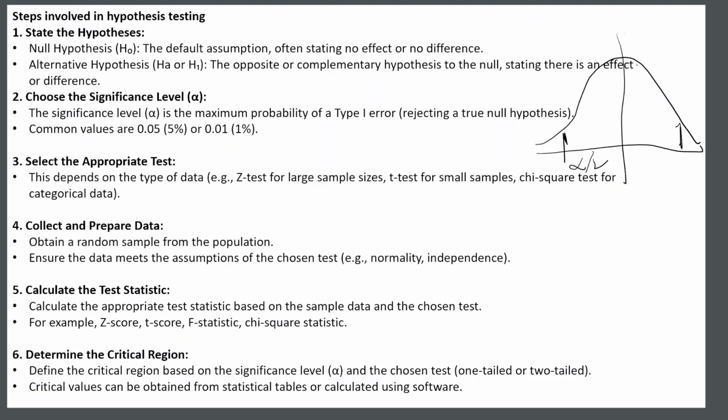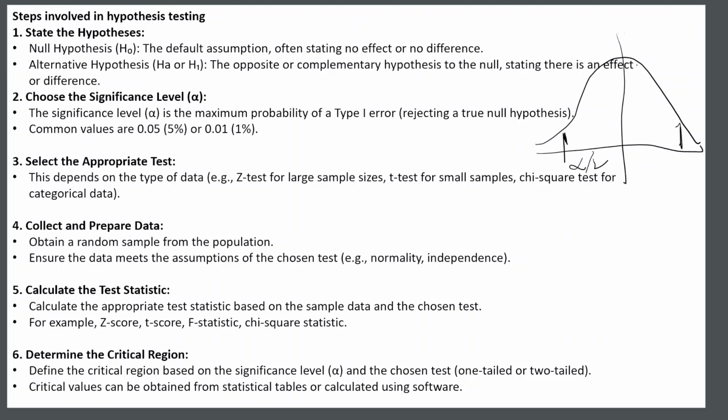So if the sample size is small, we generally quickly go for the t-test. And if it is categorical data, like if the results are in categories, then we can use the chi-square test. So this is selecting the appropriate test.